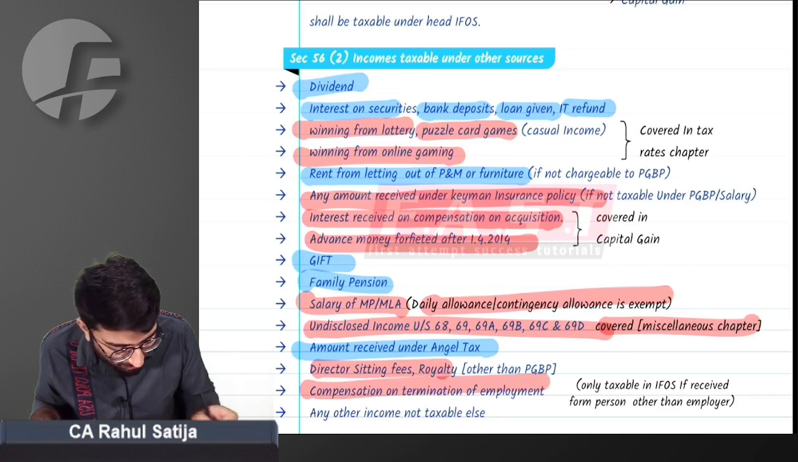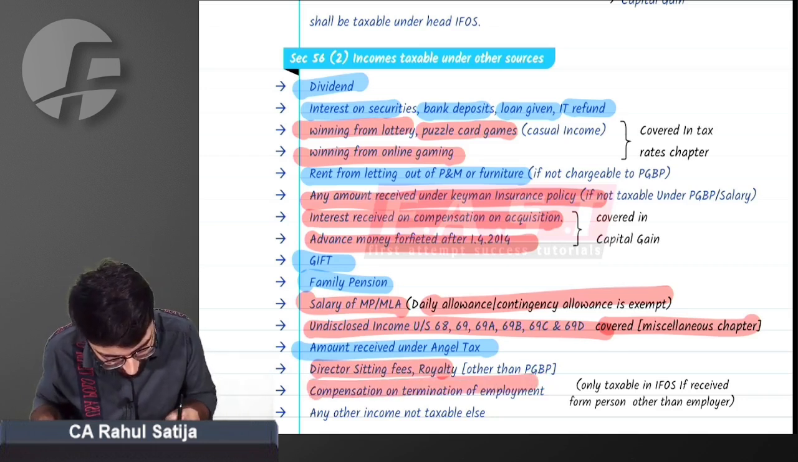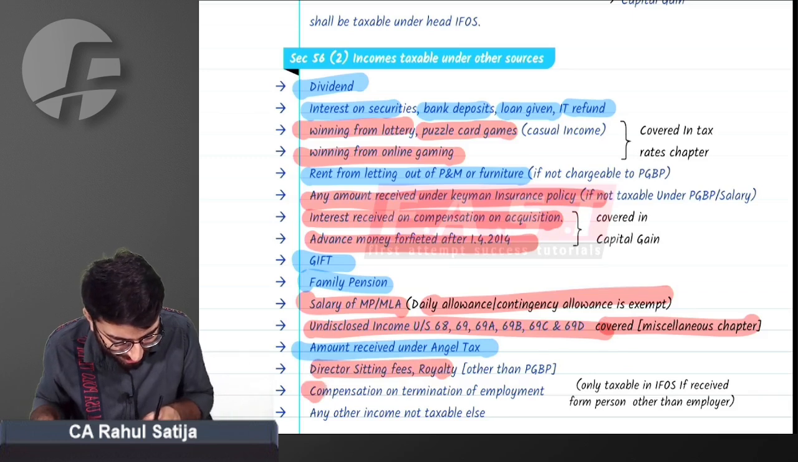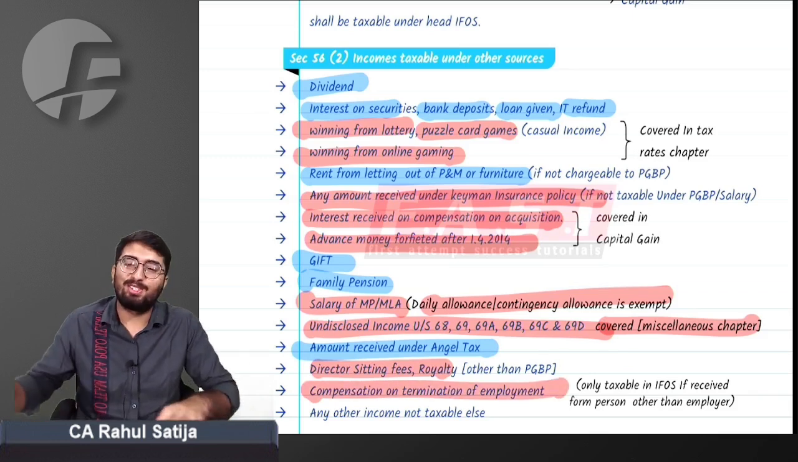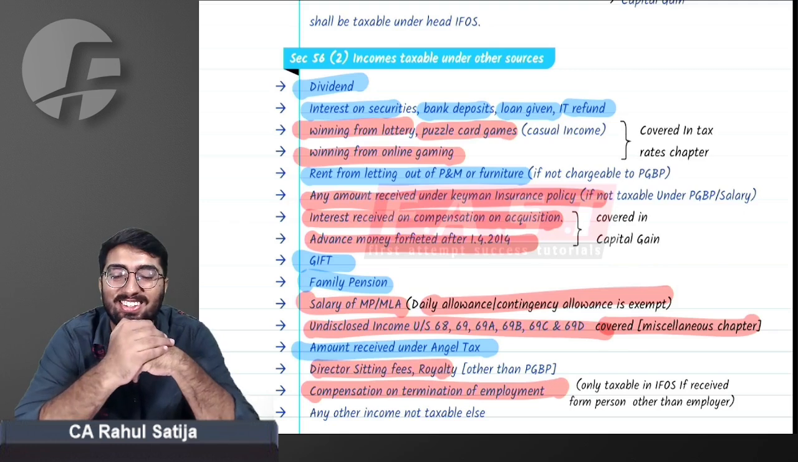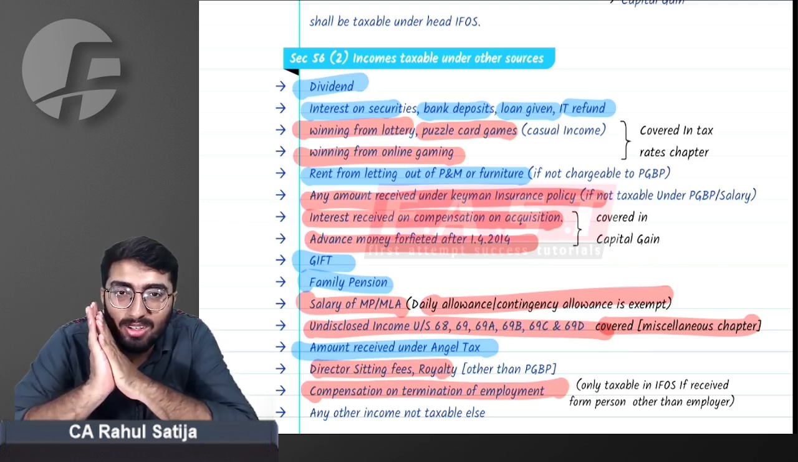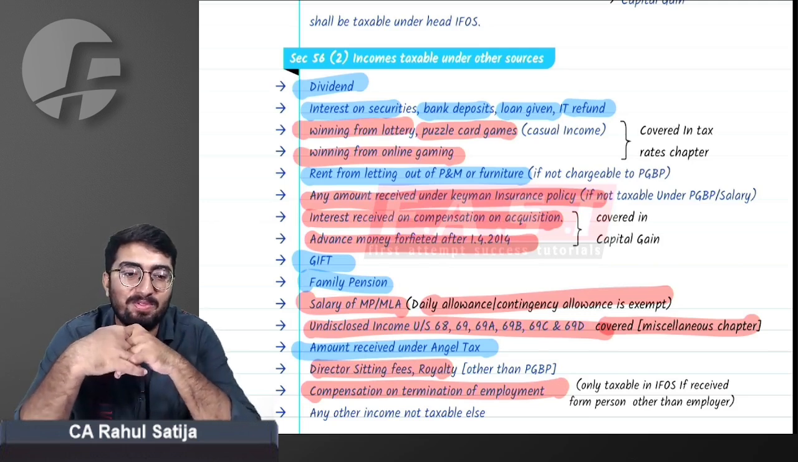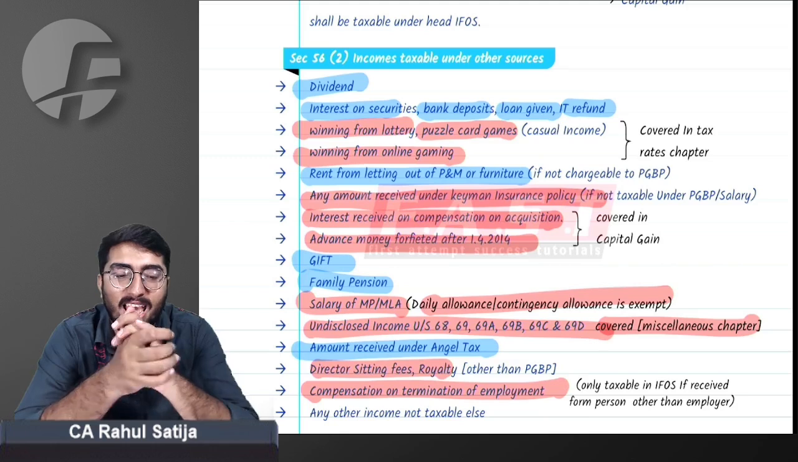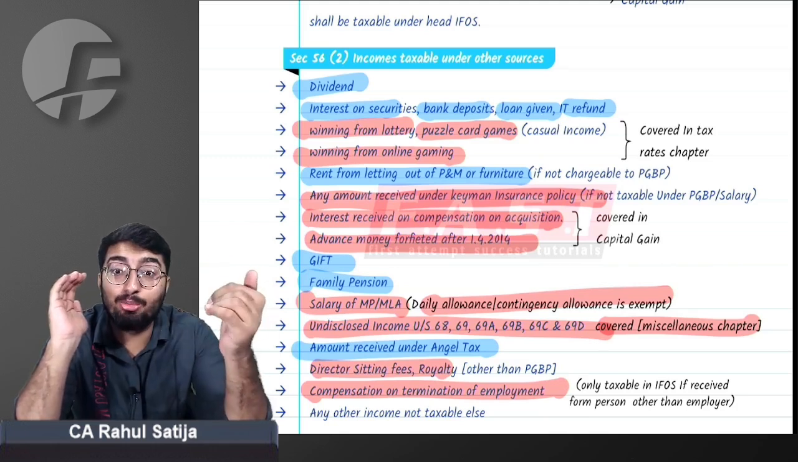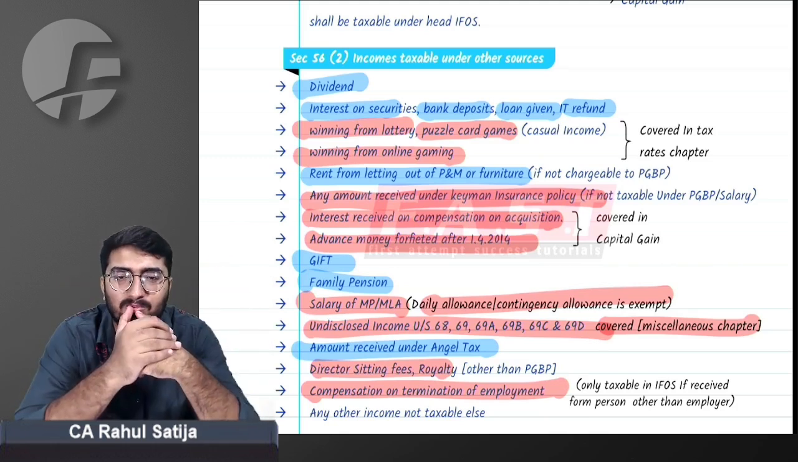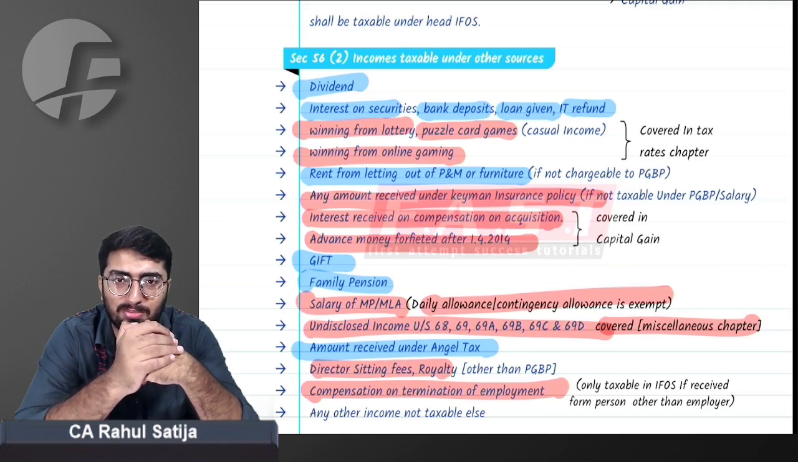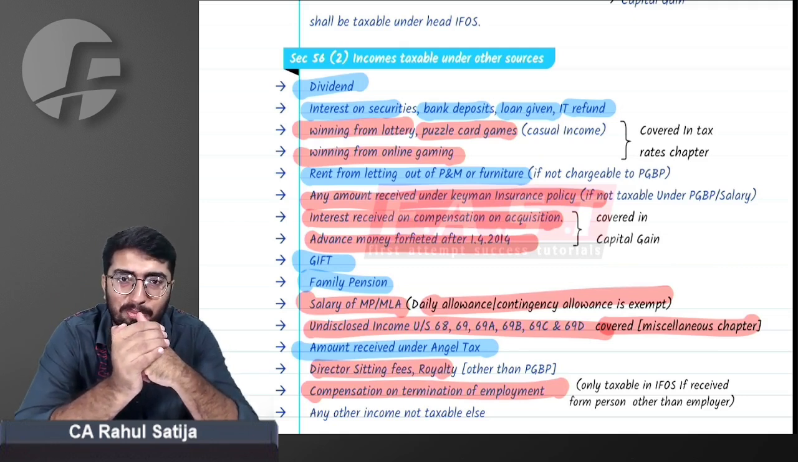Sir, compensation on termination of the employment. Sir, what happened here was, I was teaching so well that Allen Career Institute, Kota, asked me to be their DT professor for the CA course. What a great opportunity. Allen Career Institute itself asked me to teach DT at Allen. How can I refuse this opportunity?